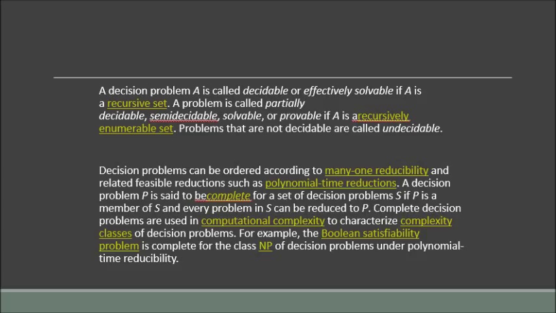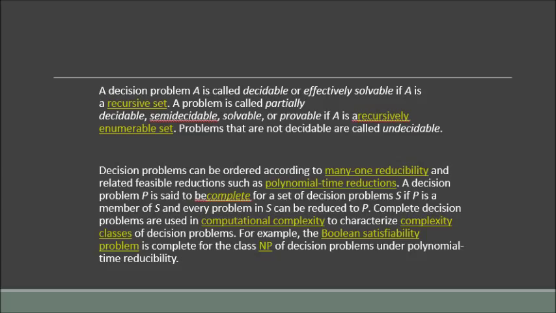A decision problem A is called decidable or effectively solvable if A is a recursive set. A problem is called partially decidable, semi-decidable, solvable or provable if A is a recursively enumerable set. Problems that are not decidable are called undecidable.